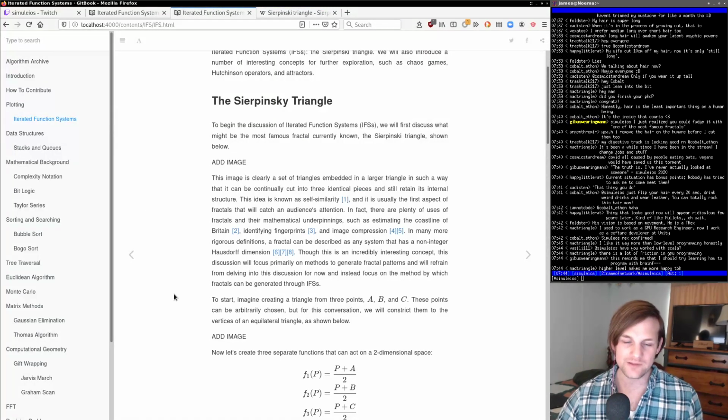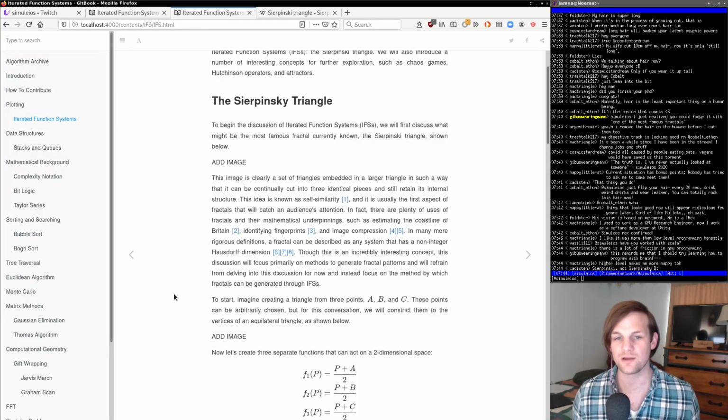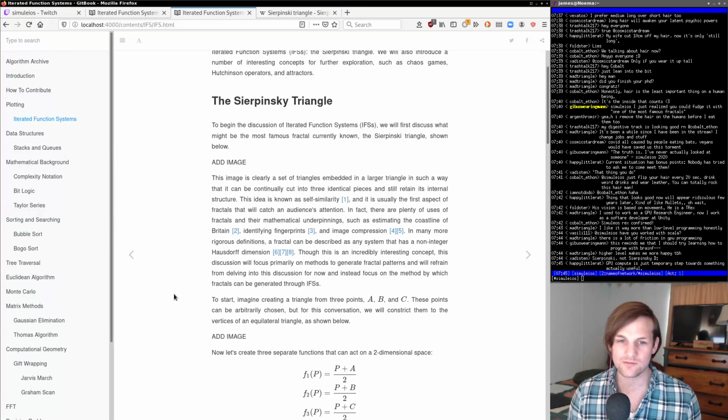This image is clearly a set of triangles embedded in a larger triangle in such a way that it can be continually cut into 3 identical pieces and still retain its internal structure. This idea is known as self-similarity, and it is usually the first aspect of fractals that will catch an audience's attention. In fact, there are plenty of uses of fractals and their mathematical underpinnings, such as estimating the coastline of Britain, identifying fingerprints, and image compression. In many more rigorous definitions, a fractal can be described as any system that has non-integer Hausdorff dimension.